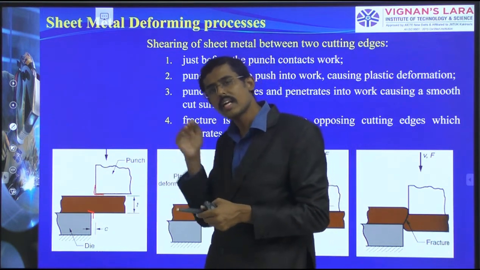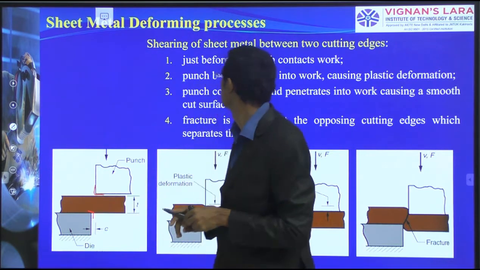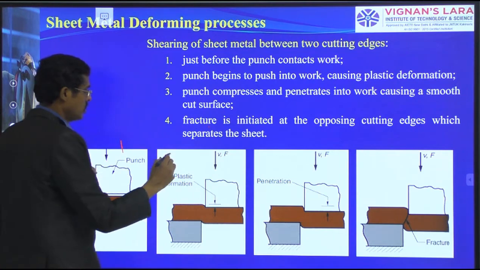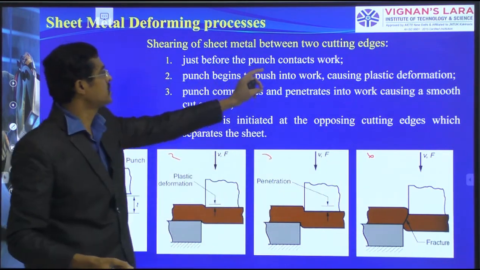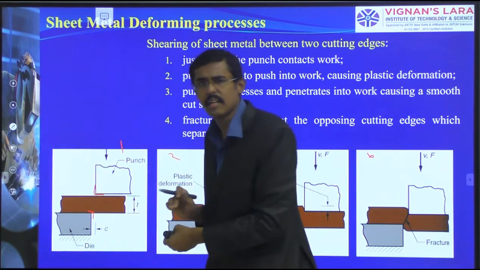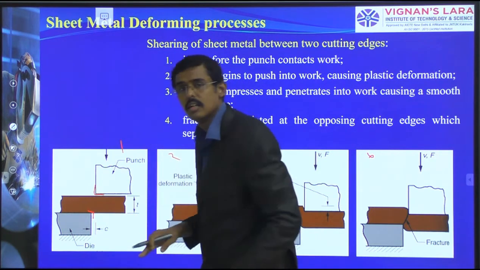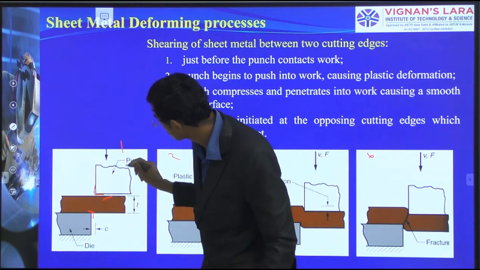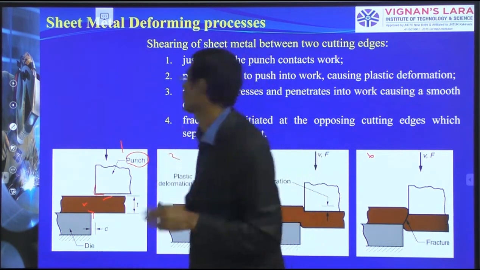In between, that material I am going to keep. So just before the first point, this is first, 2, 3 and 4. Just before the punch contact works, I am keeping it ready. I am not applying pressure. I am just making a contact, pressing the workpiece. I am just making a contact between the punch and the workpiece. It has just made contact now.